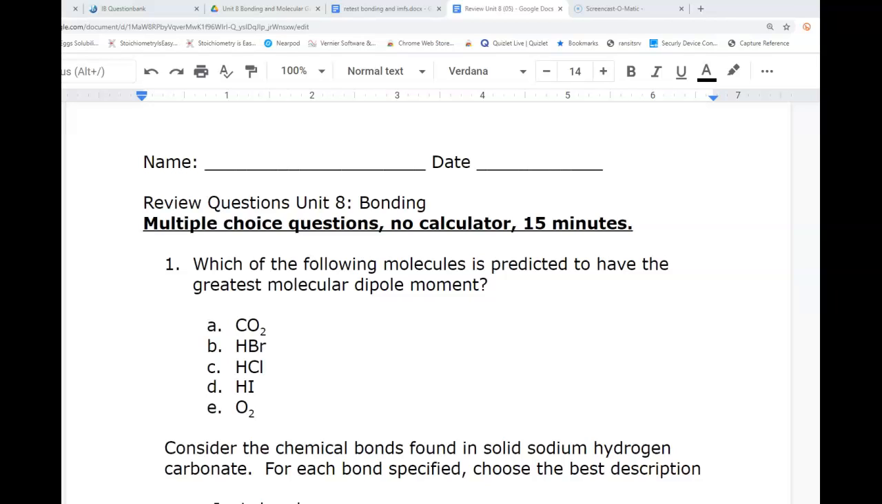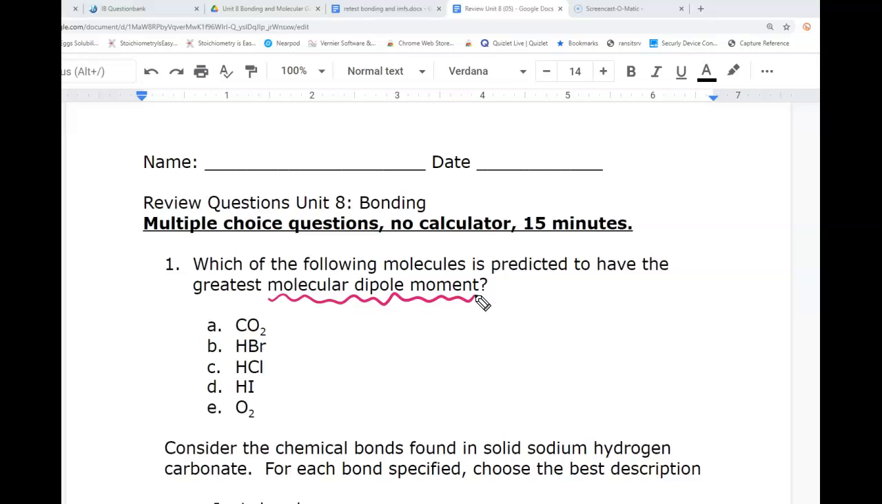Okay, hi everybody. We're going to go ahead and go over each and every one of these questions on here so that you can be prepared for Thursday's test. So, in this question, which of the following molecules is predicted to have the greatest molecular dipole moment? Okay, so it's asking for the molecule, all right?